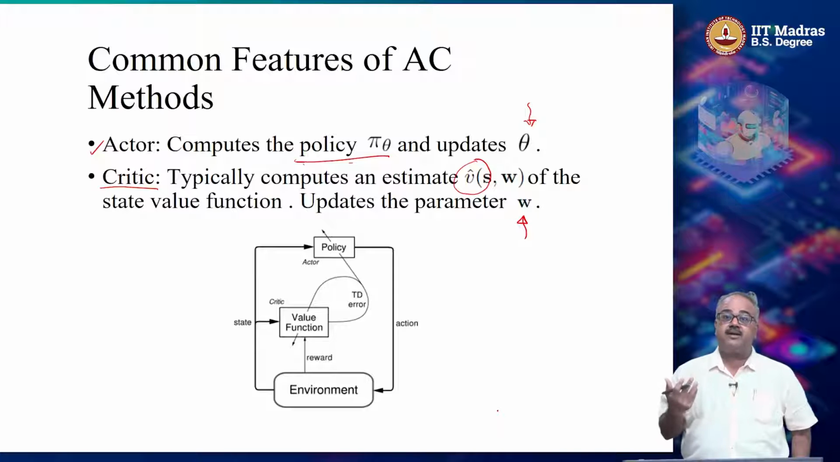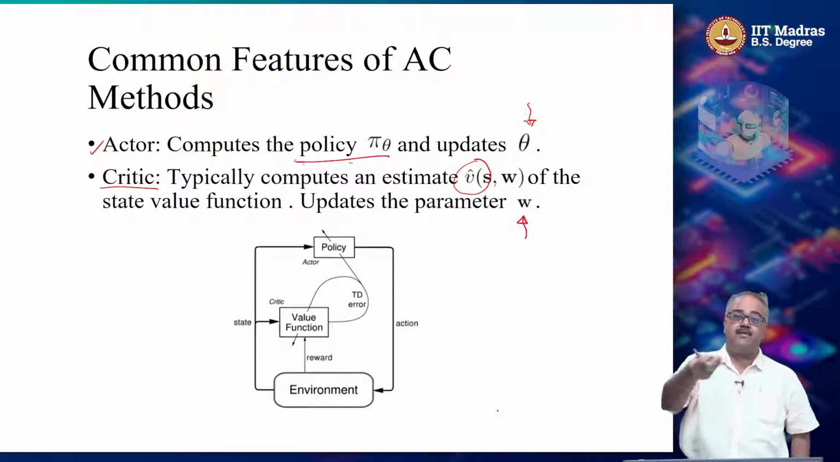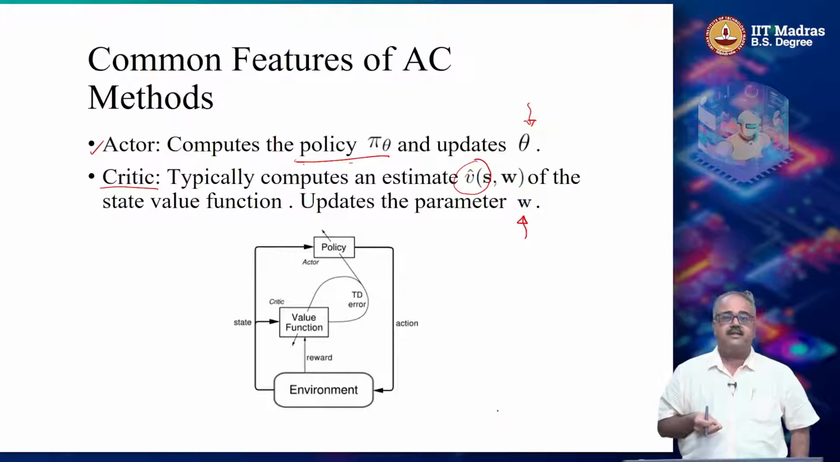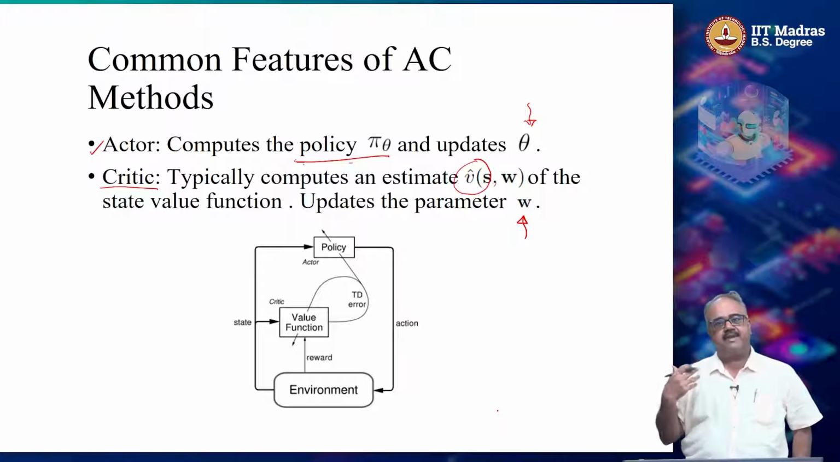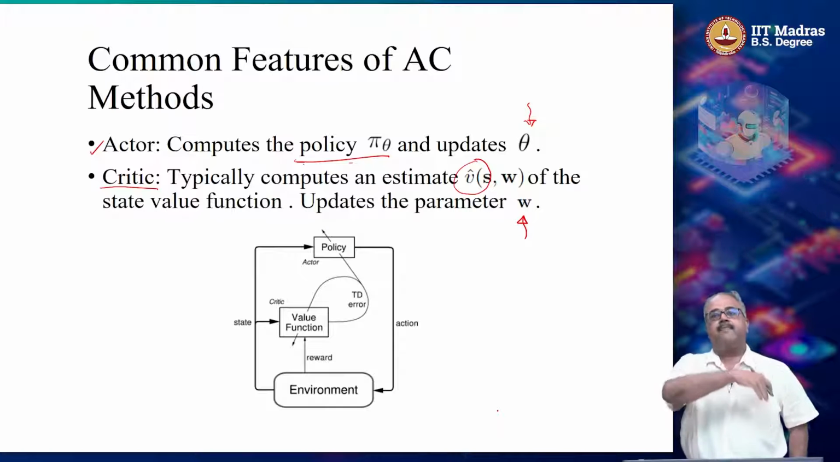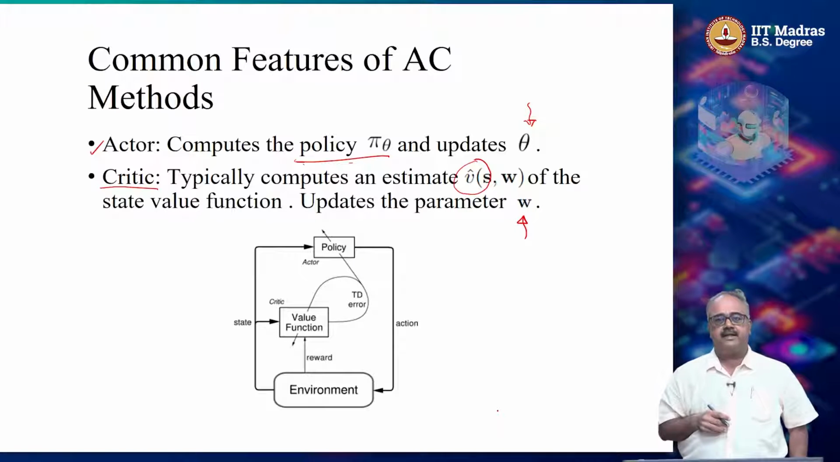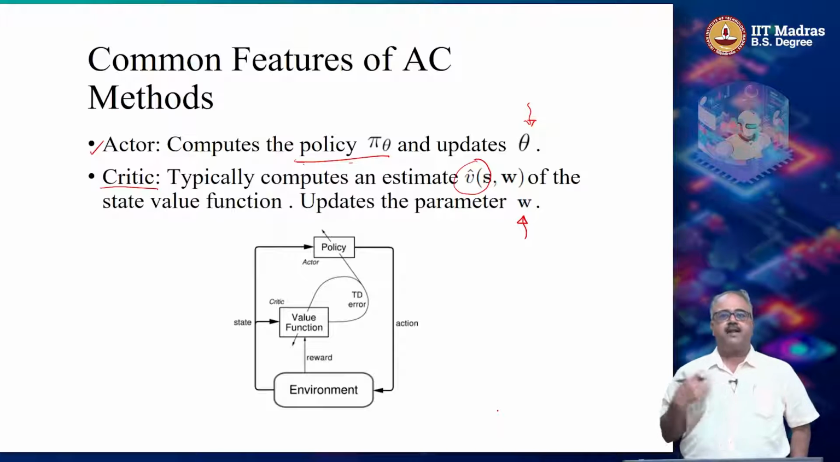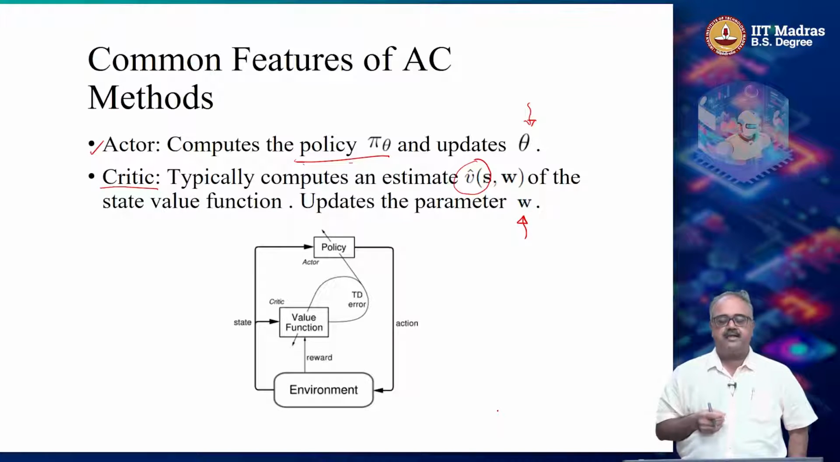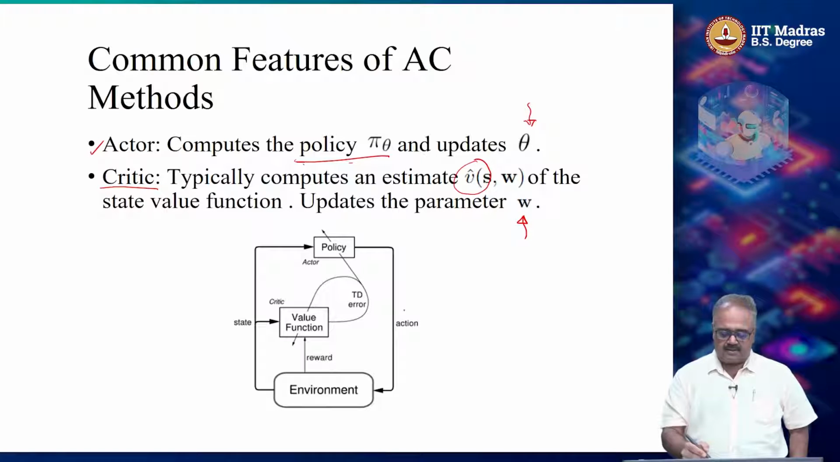It is called the critic because it is evaluating how good the policy that you are learning is. V hat is the value function of pi theta. You can think of V hat as evaluating how good the policy is, or how good the parameters theta are in some sense, and therefore it is called the critic. So, the setup is something like this.